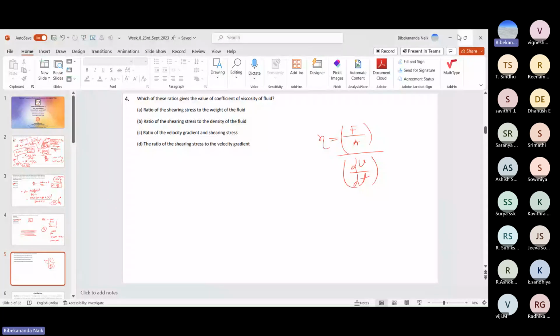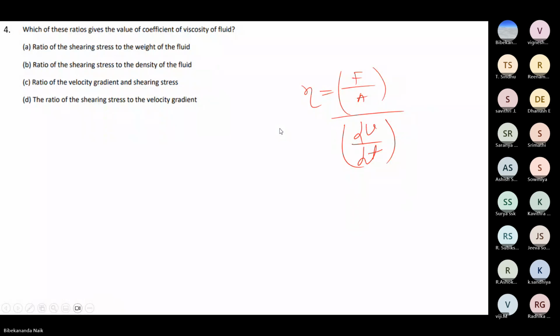Yes, can anyone tell me which of the ratios? D, sir. Yes, the correct answer is the ratio of shearing stress to the velocity gradient. Because if you see all the options, the first option is shearing stress to the weight of the fluid. This is not correct. This is the velocity gradient dp by dx. So we know the velocity gradient will be in the denominator. So the correct answer will be D, the ratio of shearing stress to the velocity gradient. Is this clear to all of you?